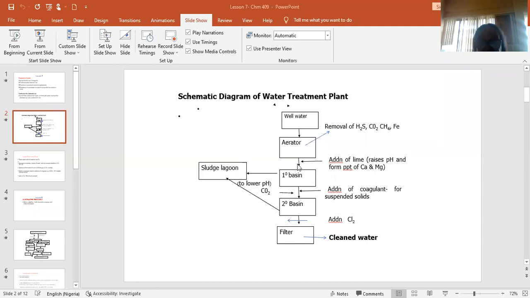The next stage is when we add lime. What is the chemical name for lime? CaO, that's quicklime. Then Ca(OH)2 is for slaked lime. All right, so when we add lime, calcium hydroxide, if you have calcium and magnesium there, you form a precipitate of calcium hydroxide and magnesium hydroxide.